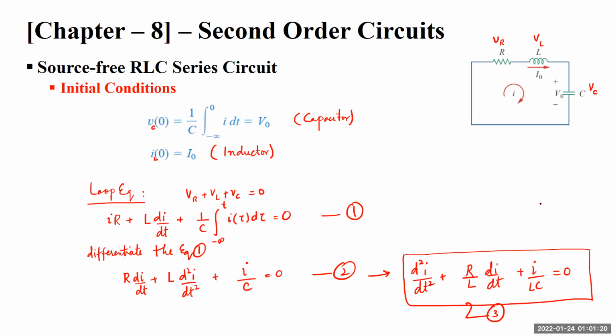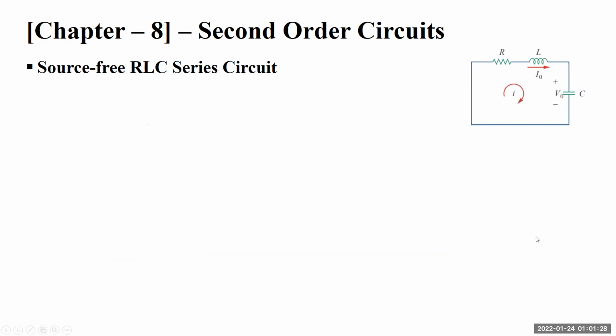So let's try to solve and see how we are going to solve this. From equation 1, let me write it again. Equation 1 was IR plus L times di by dt plus 1 by C integral from minus infinity to t of I tau d tau equals 0.